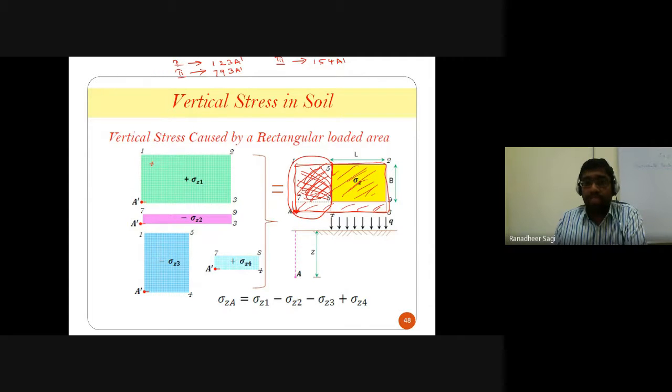I am supposed to consider only this much region, but now I have additionally considered some more portion here also. Now, that portion of the region I have to once again subtract. So what is it bounded between? 7, 8, 4, A dash.